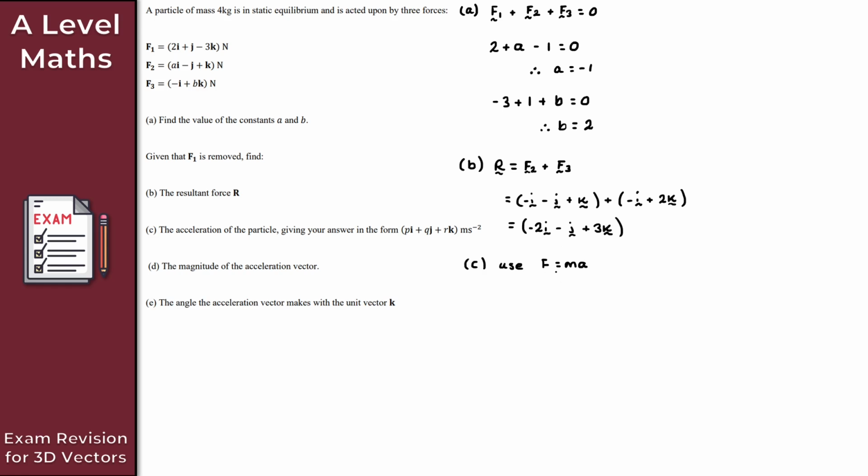Okay. The force then is equal to the mass times the acceleration. So the mass here is 4, so m is equal to 4. The force here, F, that is this resultant force. So if we put that all together, what I've got here is 4a is equal to, in this case, my resultant force R, so minus 2i minus j plus 3k.